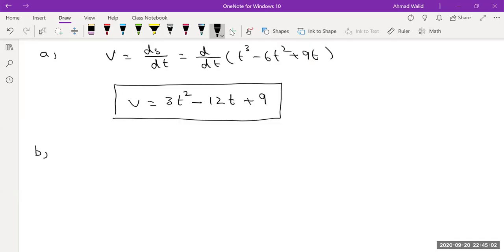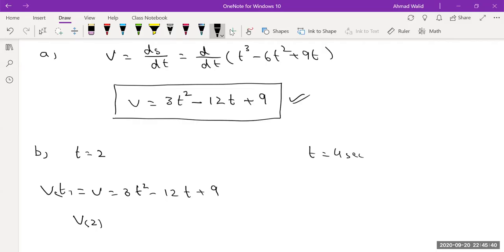Part B of this example. In part B, they're asking you, what is the velocity after 2 seconds and after 4 seconds? It means when t is equal to 2, how much is the velocity? And when t is equal to 4, after 4 seconds, how much will the velocity be? Easy to calculate. I have the velocity formula: v equals 3t squared minus 12t plus 9. I will find v of 2. You can even name your v as v of t. Correct? Now you're looking for v of 2.